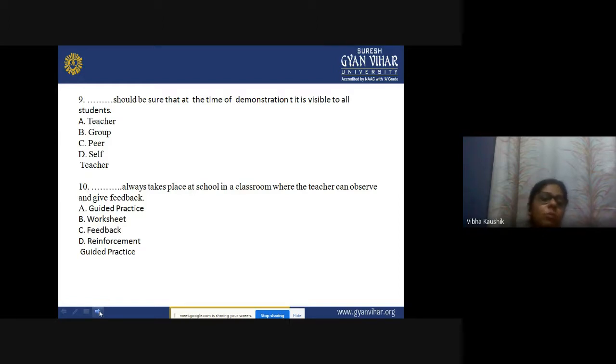So these are the options. Means what should take place at school? It should be a guided practice, it should be a worksheet, it should be a feedback, or it should be a reinforcement. Now students, these are the options. Now you have to select the correct one on the basis of the given choices. So the correct answer will be guided practice.